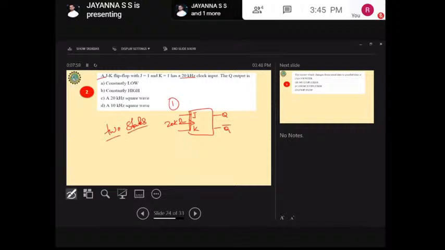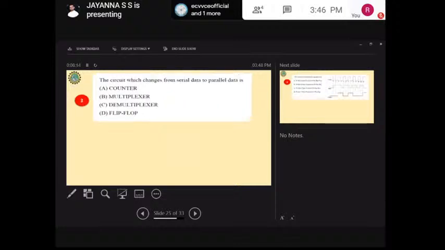So what are we going to do? We just divide 20 kilohertz by 2. We get 10 kilohertz, a 10 kilohertz square wave. Since we have two states, I divide by 2 and get 10 kilohertz.